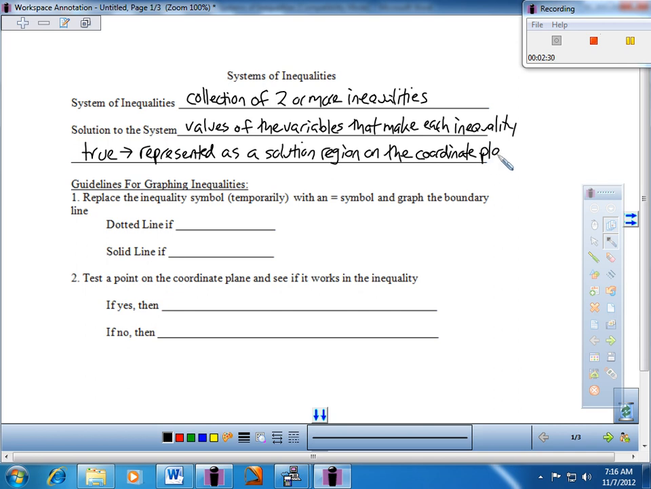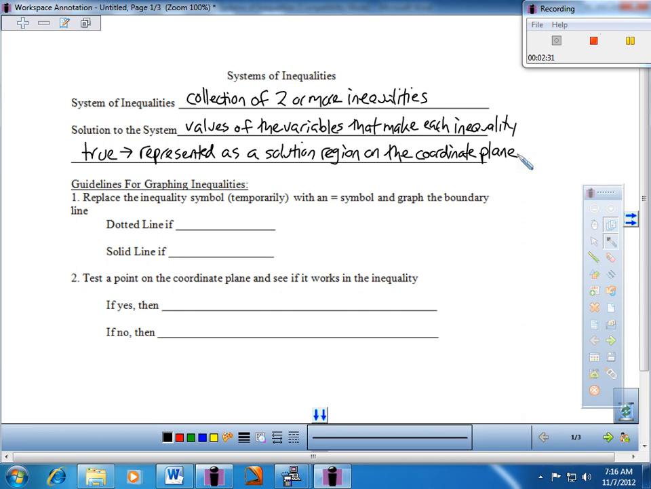So not sure if you remember from Algebra 1, kind of shading on the coordinate plane. Well, that's exactly what we're going to do here today. So what we're going to do is graph the boundary line, kind of separating the coordinate plane between the values that would work and the values that don't work. And we're going to shade for the values that do work. So there are a couple guidelines here for graphing these inequalities, and we'll kind of go through that process and then just try a few examples here today.